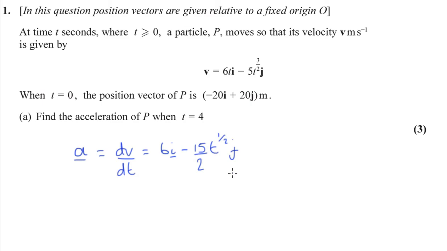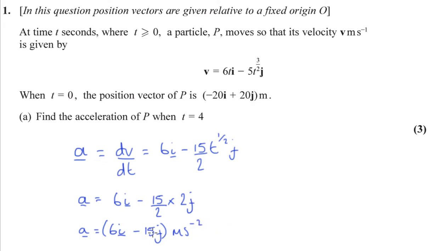We're then going to substitute in the value of t, which is 4, and we get that the acceleration is equal to still just 6i minus 15 over 2 times the root of 4, which is 2, j. So that's 6i minus, the 2s will cancel, so minus 15j, and that will be meters per second squared.